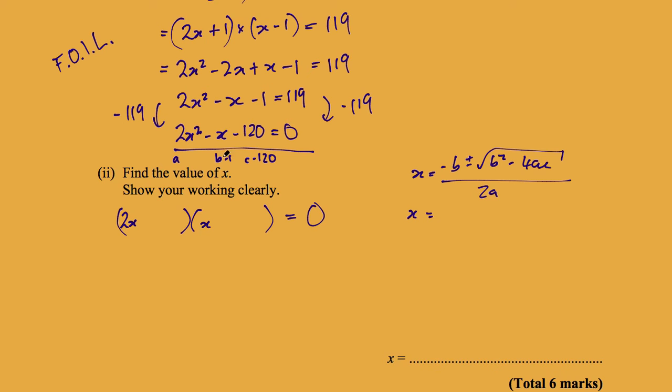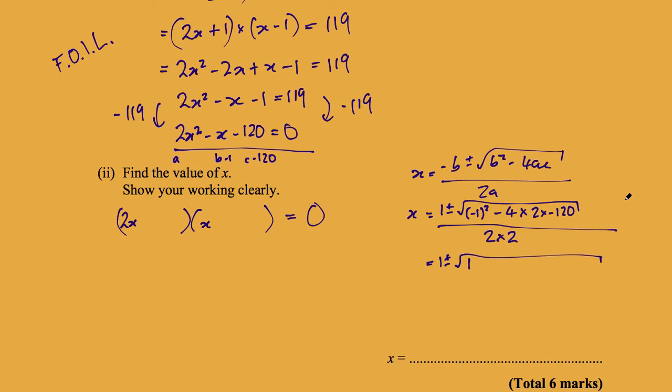So x equals minus b, so that's minus 1 is plus 1, plus or minus the square root of b squared, which is minus 1 squared, minus 4 times a, which is 2, times minus 120, that's c, all over 2a, 2 times 2. That equals 1 plus or minus the square root of minus 1 squared is 1. Minus 4 times 2 times minus 120 gives me a positive answer. Minus 4 times minus 120 means that it's 1 plus 960, over 4. So that's 1 plus or minus the square root of 961, over 4.